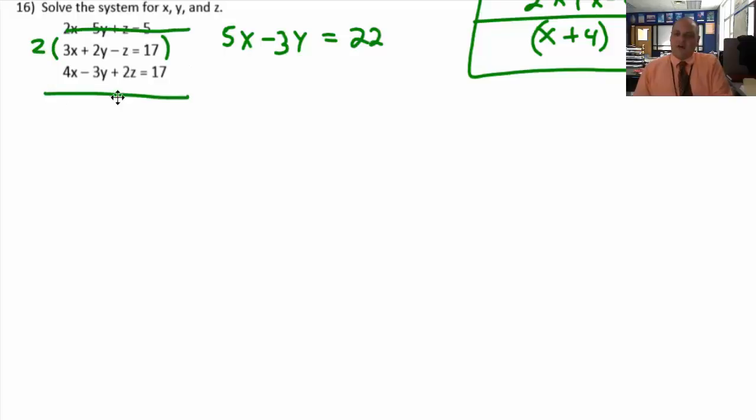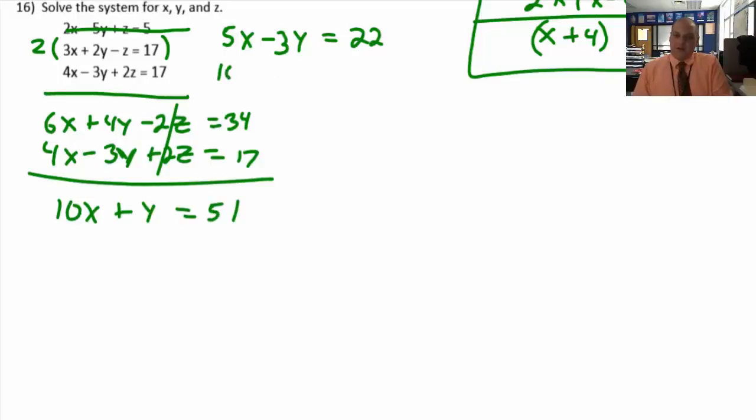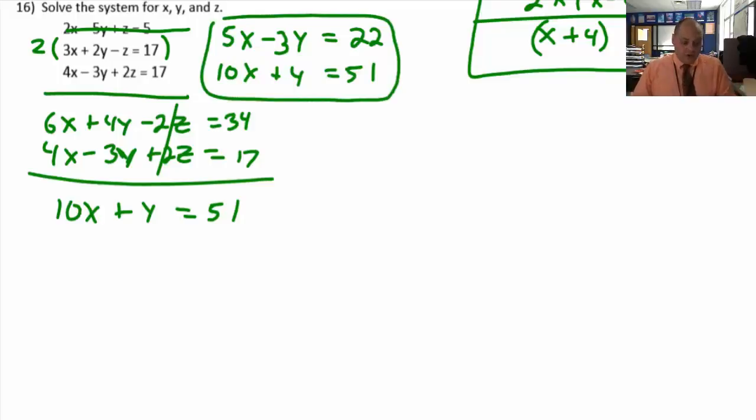watch, and disregard this one for now. That's going to give me 6x plus 4y minus 2z equals 34. And I'll carry down my last equation there. So look at that. My 2z's drop out. 10x plus y equals 51. All right, so now I can put that up here. 10x plus y equals 51. So here's my system. Looks like we're starting over again. Two-variable system.